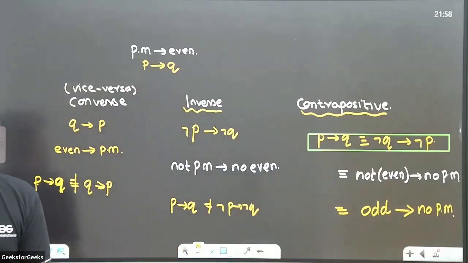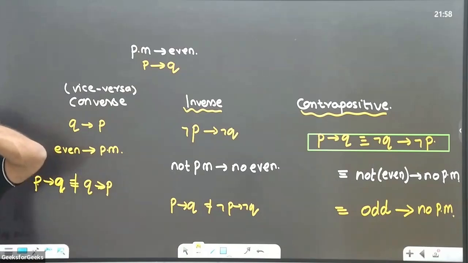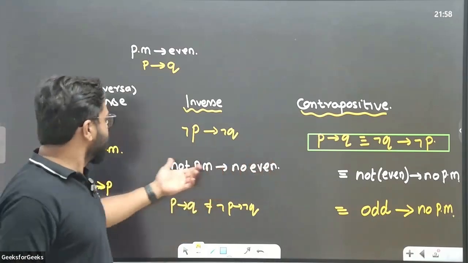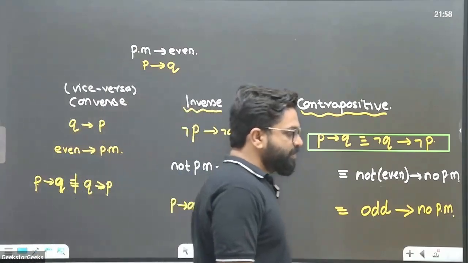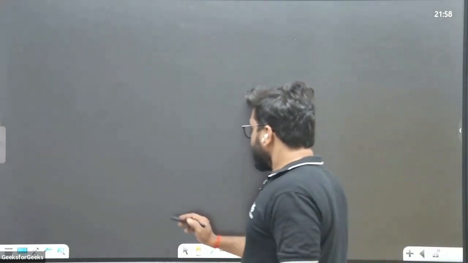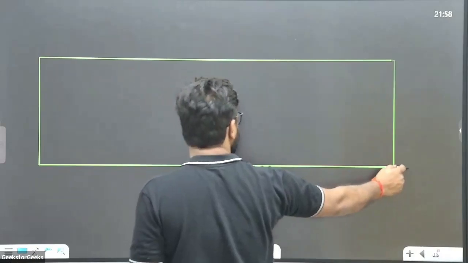Yes, sir. Can I say that the converse and inverse are basically the same? Yes, that is the same thing. Converse and inverse are the same. Contrapositive basically only. Yes or no? I can also try to prove it with the help of this truth table.